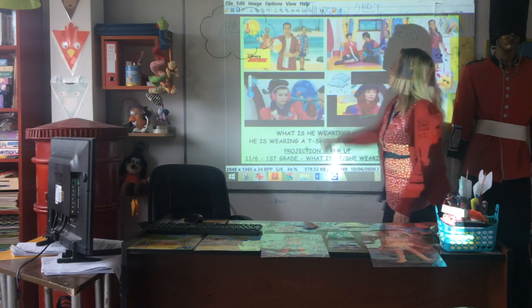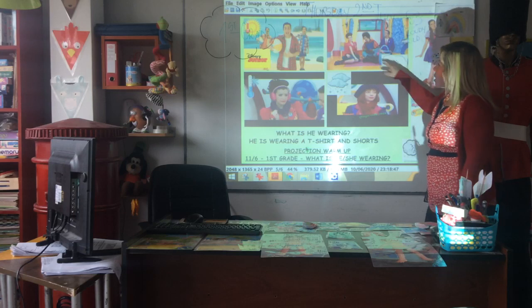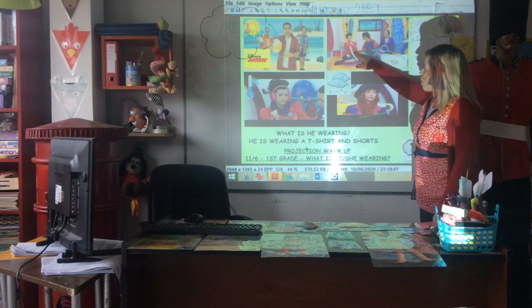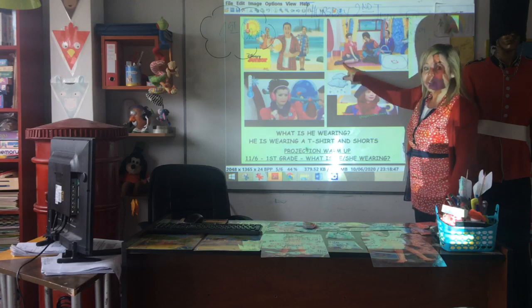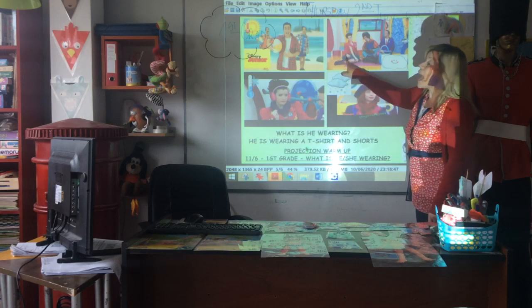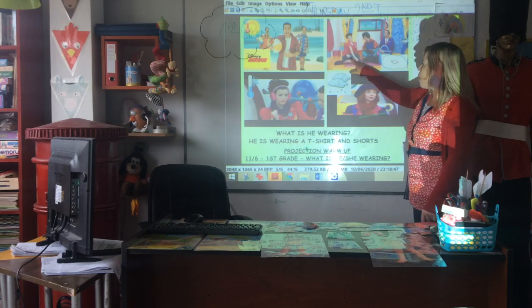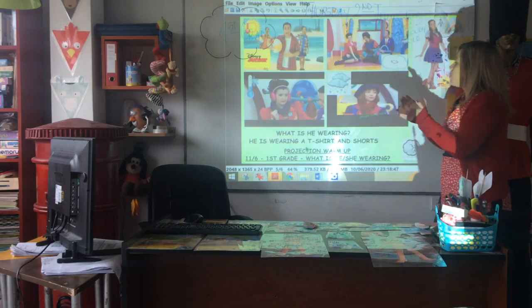O puedes preguntar con los de atrás. What's the weather like here? It's cloudy. Cloudy. What's she wearing? She's wearing purple boots. Red socks, ves que no le agrego la A, porque es plural. A blue skirt and a pink jacket.